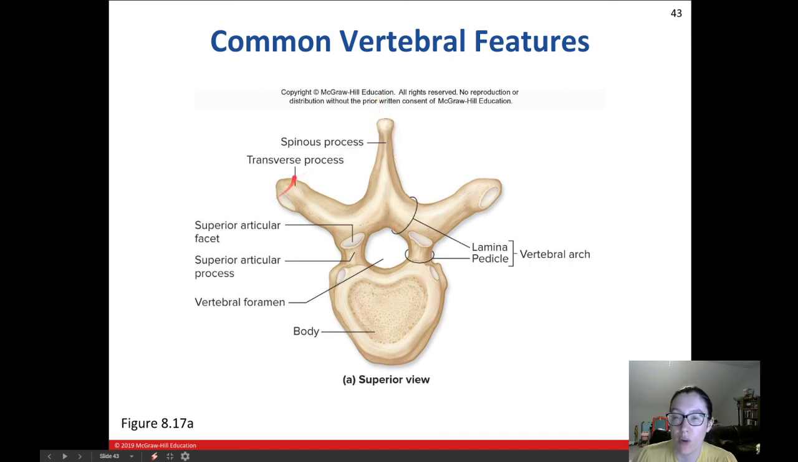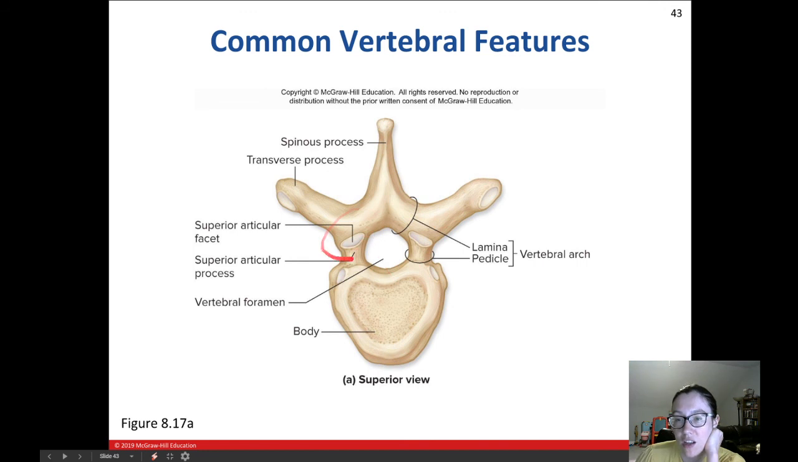And then we have our processes. The spinous process is in the back. If you bend your back and feel along it, you can feel your spinous processes. The transverse processes come out laterally to the sides. And then the vertebral arch, how it arches around the vertebral foramen, is formed by the lamina and the pedicle. The pedicle connects the transverse process to the body, and the lamina connects the transverse process to the spinous process, and together they make up the vertebral arch.